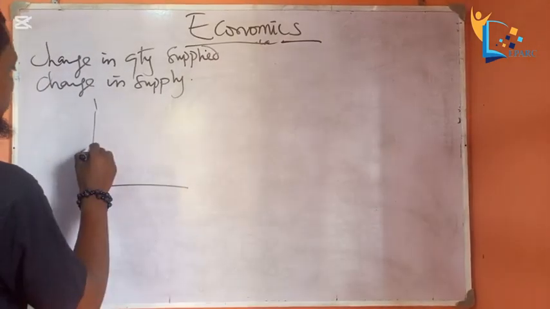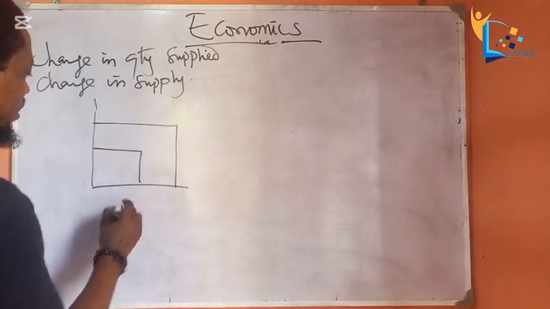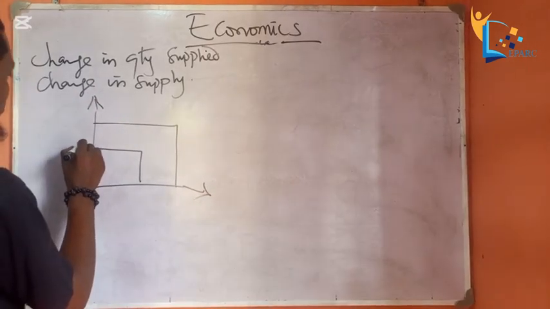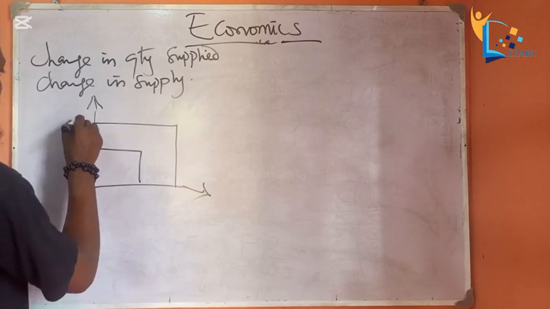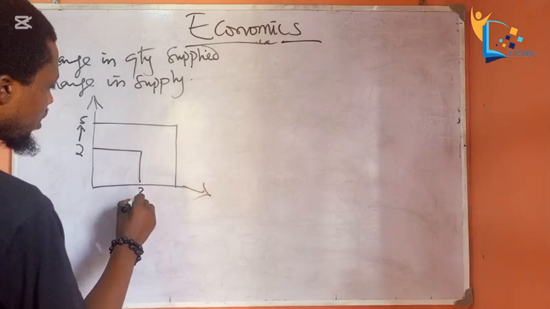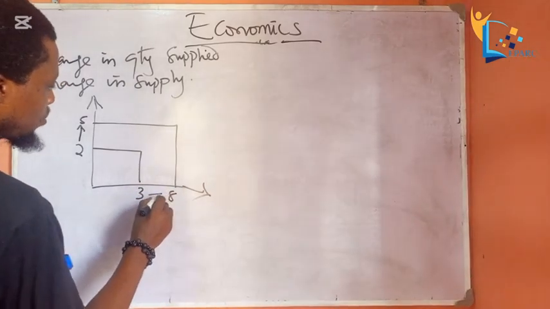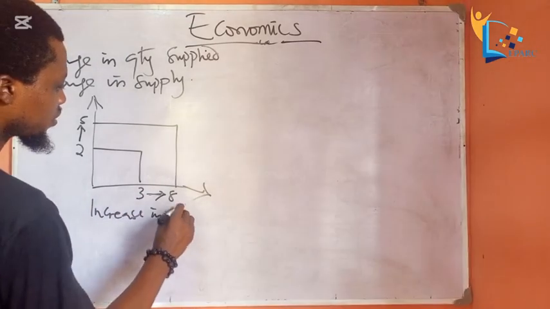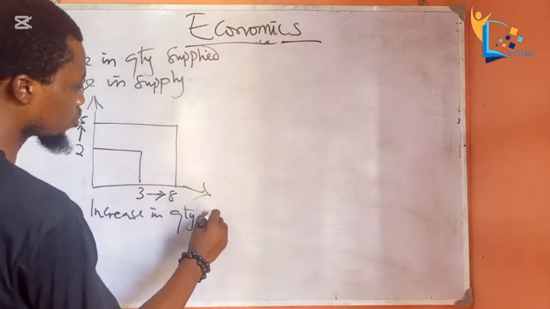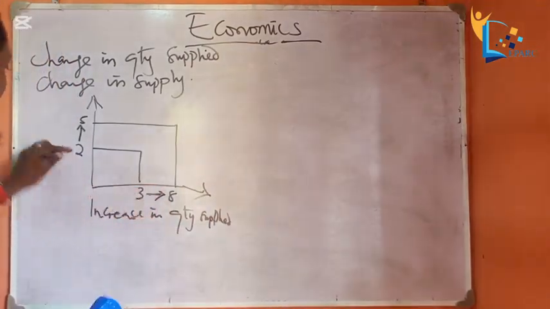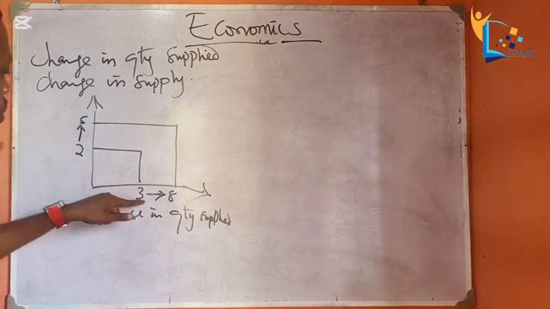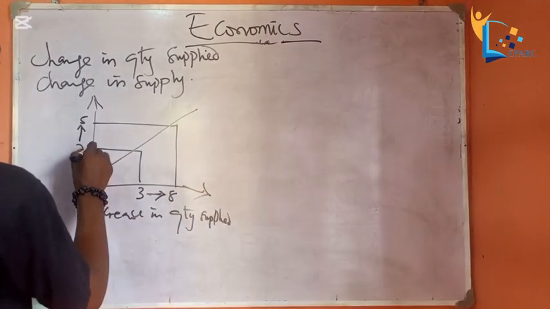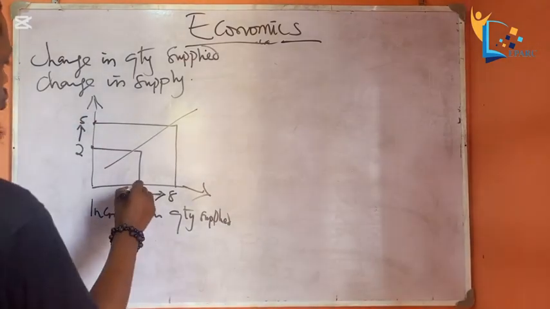So let's say we have this. Let's say this is our price and this is our quantity supplied. Price moves from 2 naira to 5 naira and quantity supplied moves from 3 kilograms to 8 kilograms. This is what we call an increase in quantity supplied. Are we together? As price increases, quantity supplied increases. So we have the movement of one point of quantity supplied to another point.